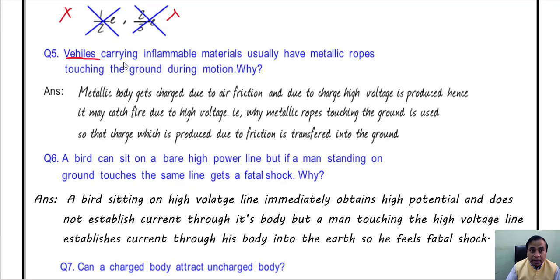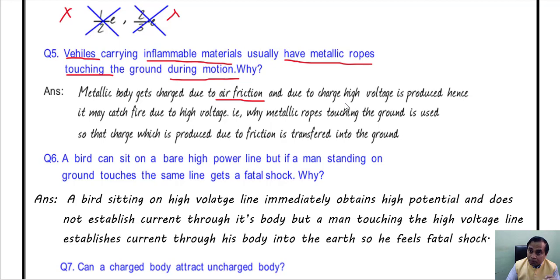The vehicles carrying inflammable materials usually have metallic ropes touching the ground during the motion. You see that there is a cylinder which carries LPG, or any inflammable material that is put inside, and it is being dragged. It is connected by a metallic rope. The rope is dragging all along the motion. And why is it being done? Because the cylinder is consistently in the process of air friction. This air friction causes some amount of charge to get developed on the surface of the cylinder.